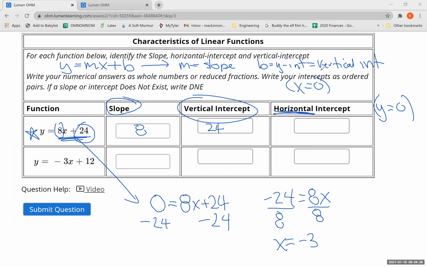Now, we need to write our intercepts as ordered pairs. I realized I made a goof there. For a vertical intercept, the x value has to be 0. So it'd be 0, 24. And for my horizontal intercept, the y value has to be 0. So we have an x value of -3. Sorry about that. It is important that you input these correctly. When I talk about intercepts, I'm asking where is a thing, so you need to give me an x and a y value. You need to give me a coordinate pair. Get in the habit of doing that.